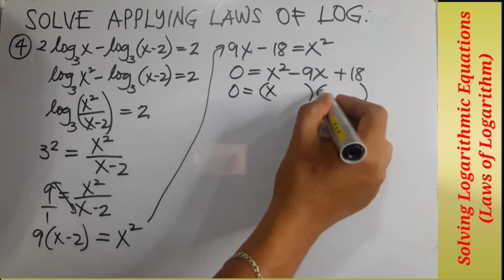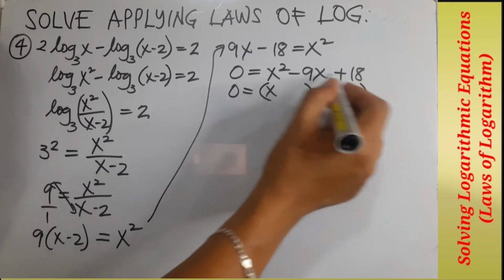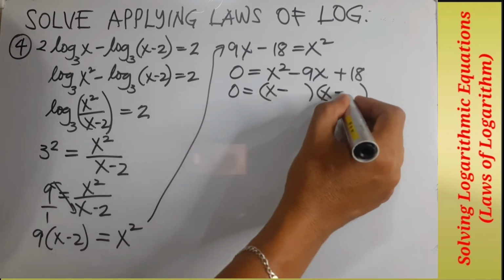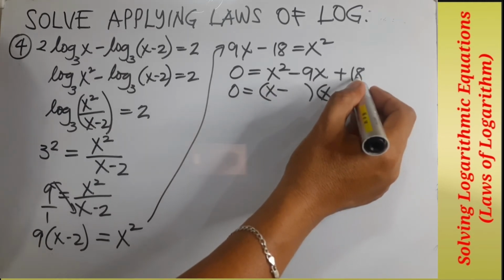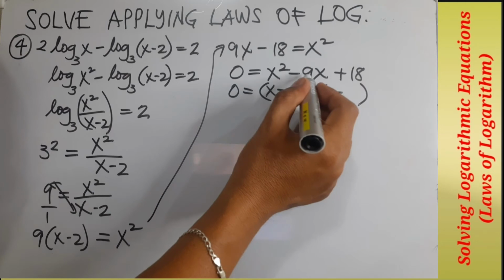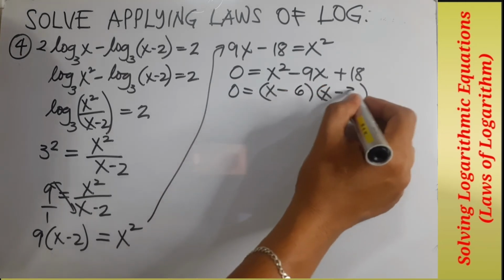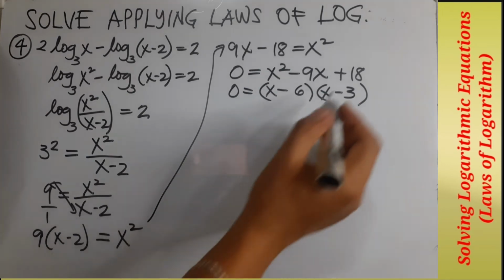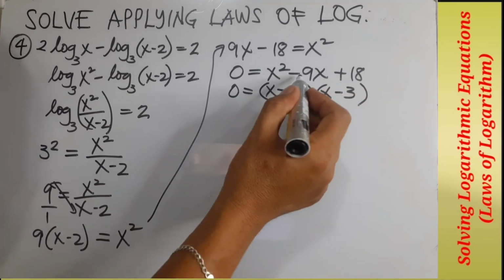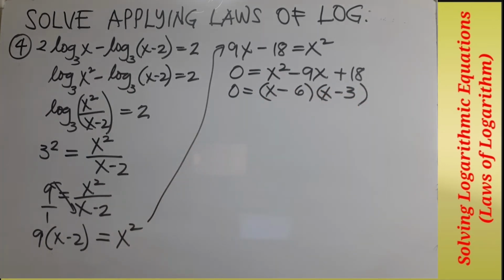X squared is x and x. Positive last term, negative, so we have minus and minus. What are the factors of 18 which, if multiplied, is 18 and, if added, equals 9? They are 6 and 3.